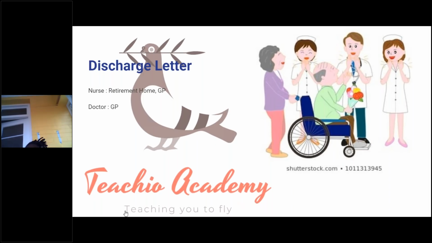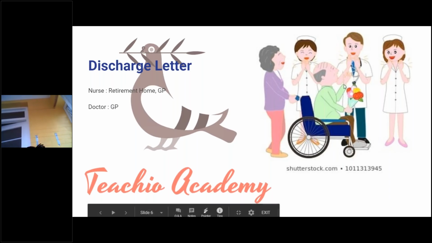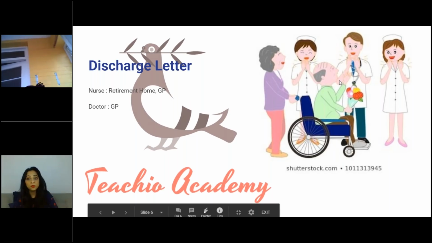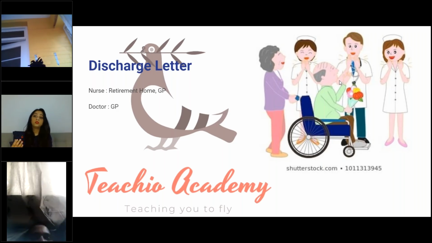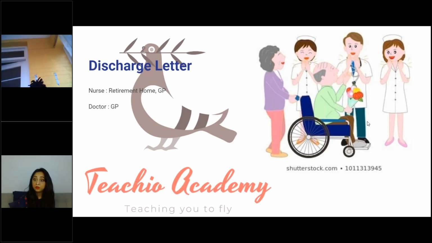So the next type of letter is a discharge letter. For nurses, the discharge might be to a retirement home or a GP. Both of them have appeared on the OET. For doctors, usually the discharge is to a GP. So basically, a discharge letter might be that you are a nurse or a doctor working in a hospital, and now the patient is going back to their regular carer, which is their GP. If it's an elderly gentleman who's been admitted to the hospital, the discharge letter might be to their nursing home, to their retirement home. So that has appeared on the OET and it might appear on your test as well. So make sure that you're prepared.